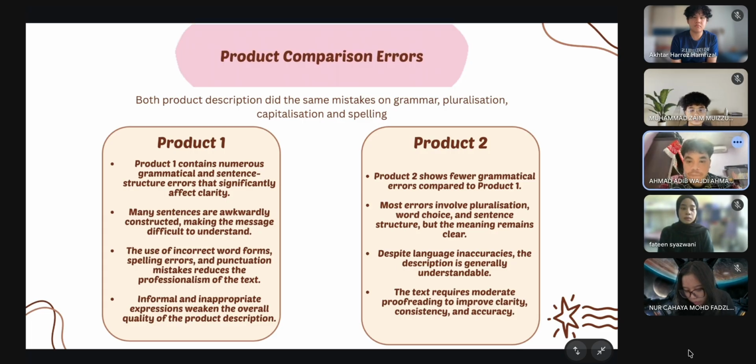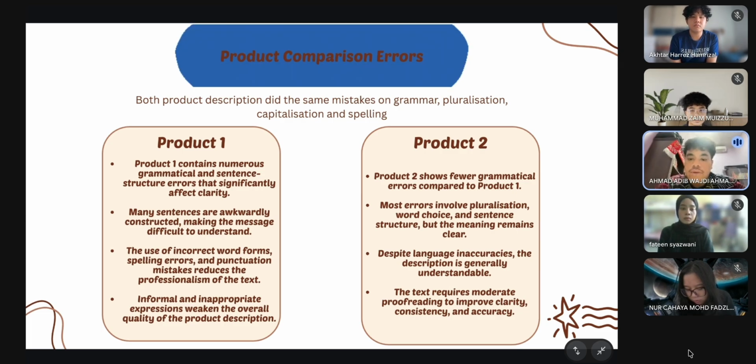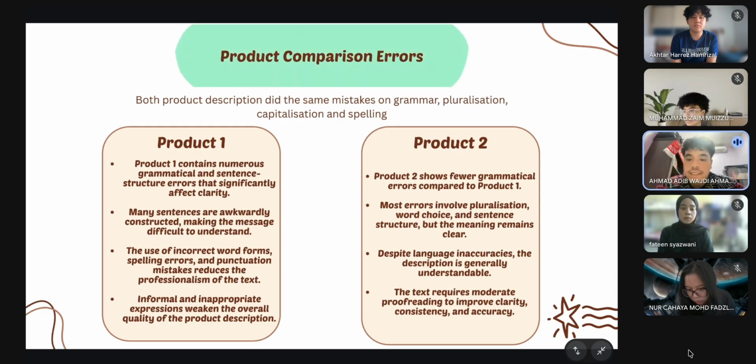Product 2 shows fewer grammatical errors compared to product 1. Most errors involve pluralization, word choice, and sentence structure, but the meaning remains clear. Despite language inaccuracies, the description is generally understandable, and the text requires moderate proofreading to improve clarity, consistency, and accuracy.